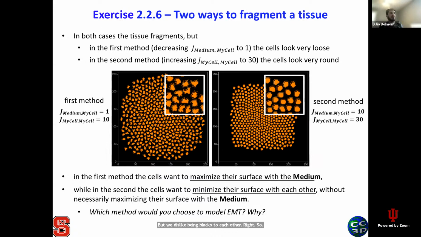Now, if you're talking about modeling an epithelial to mesenchymal transition, which one of those models would be best? Is it the one on the left or the one on the right? And why?